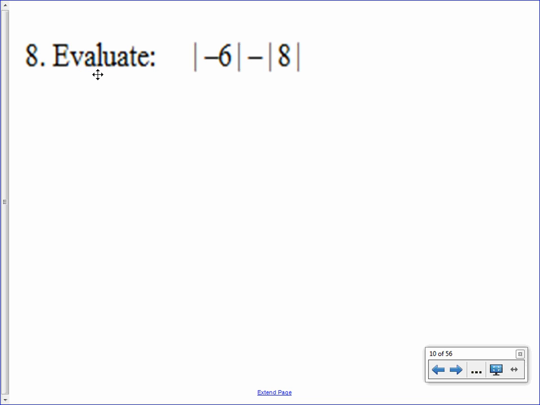Same thing for number 8. I'm going to do it only by hand. Absolute value of negative 6 is 6. Absolute value of 8 is 8. Minus in between them. 6 minus 8 is negative 2.